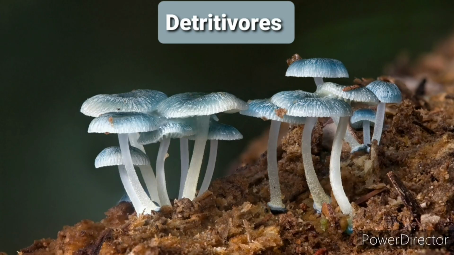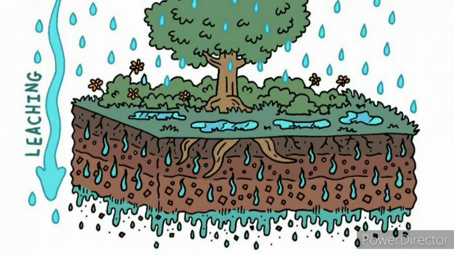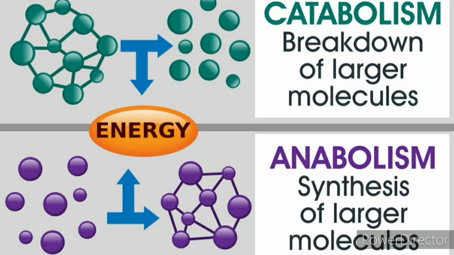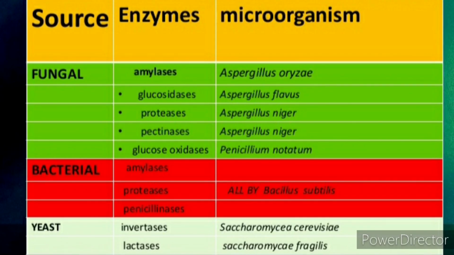Fragmentation is the breakdown of detritus into smaller particles by the action of detritivores. Step 2 leaching is the process by which water soluble nutrients move downwards to the soil horizon and are precipitated as unavailable salts. Step 3 catabolism. It is the breakdown of detritus into simple inorganic nutrients by the action of bacterial and fungal enzymes.